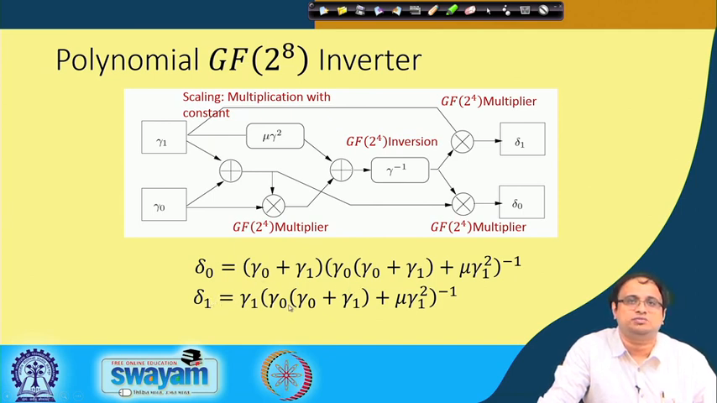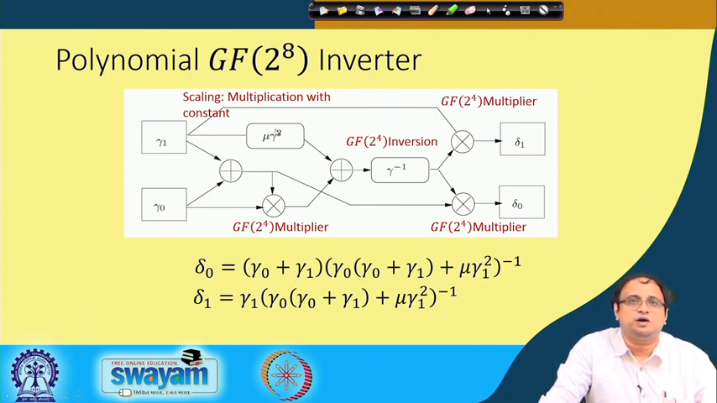So, delta 1 is nothing but we are computing an inverse of the part which is inside the first parenthesis. If you observe here, we take an XOR of gamma 1 and gamma 0. So, this is essentially computing gamma 1 plus gamma 0, and then you are multiplying this with gamma 0. Note that this XOR is in GF 2 power of 4, this multiplication is also in GF 2 power of 4. So, this is where we are using a GF 2 power of 4 multiplier. Then we are adding this with an output which is mu gamma 1 square.